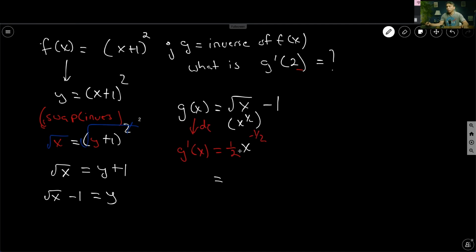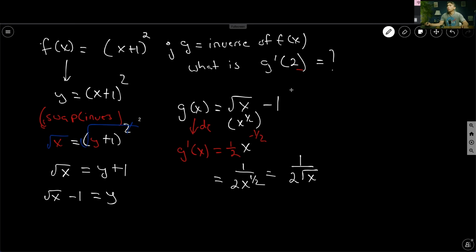So get rid of the negative power. That's the same thing as bringing the x downstairs. So this is the same thing as saying 1/2 x to the 1/2 power. And if you want it even cleaner, then take this 1/2 power to the root side. So this becomes 1/2 times the root of x.